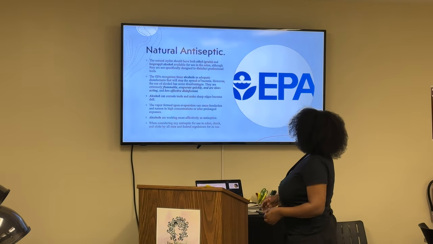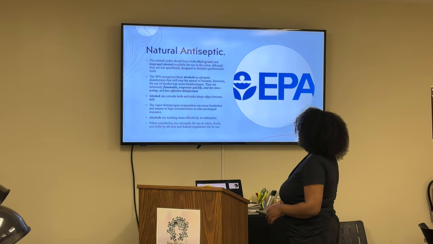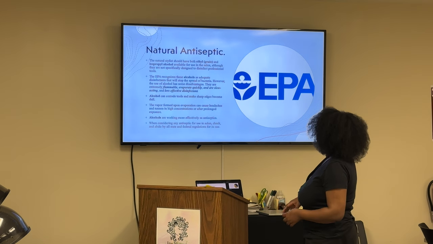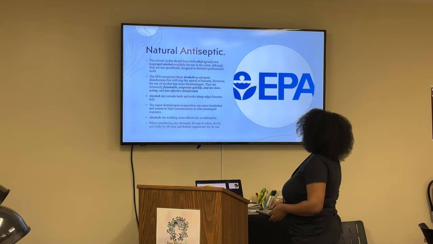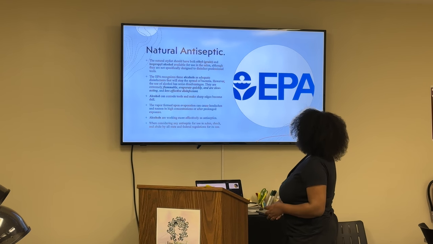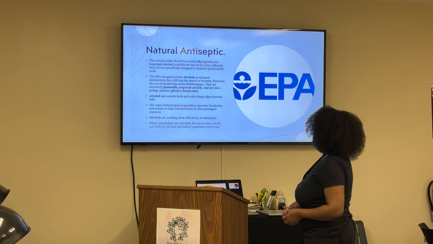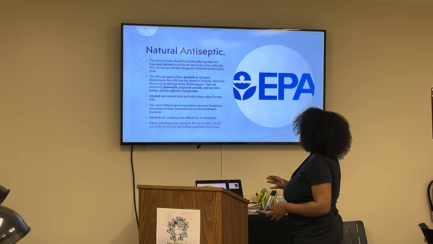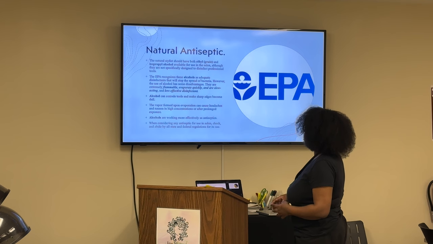A natural antiseptic. The natural stylist should have both ethyl and isopropyl alcohol available for use in a salon, although they are not specifically designed to disinfect professional tools. The EPA recognizes these alcohols as adequate disinfectants that will stop the spread of bacteria. However, the use of alcohol has some disadvantages. They are extremely flammable, evaporate quickly, and are slow-acting and less effective disinfectants. Alcohol can corrode tools and make sharp edges become dull. The vapor formed upon evaporation can cause headaches and nausea in high concentrations or after prolonged exposure.